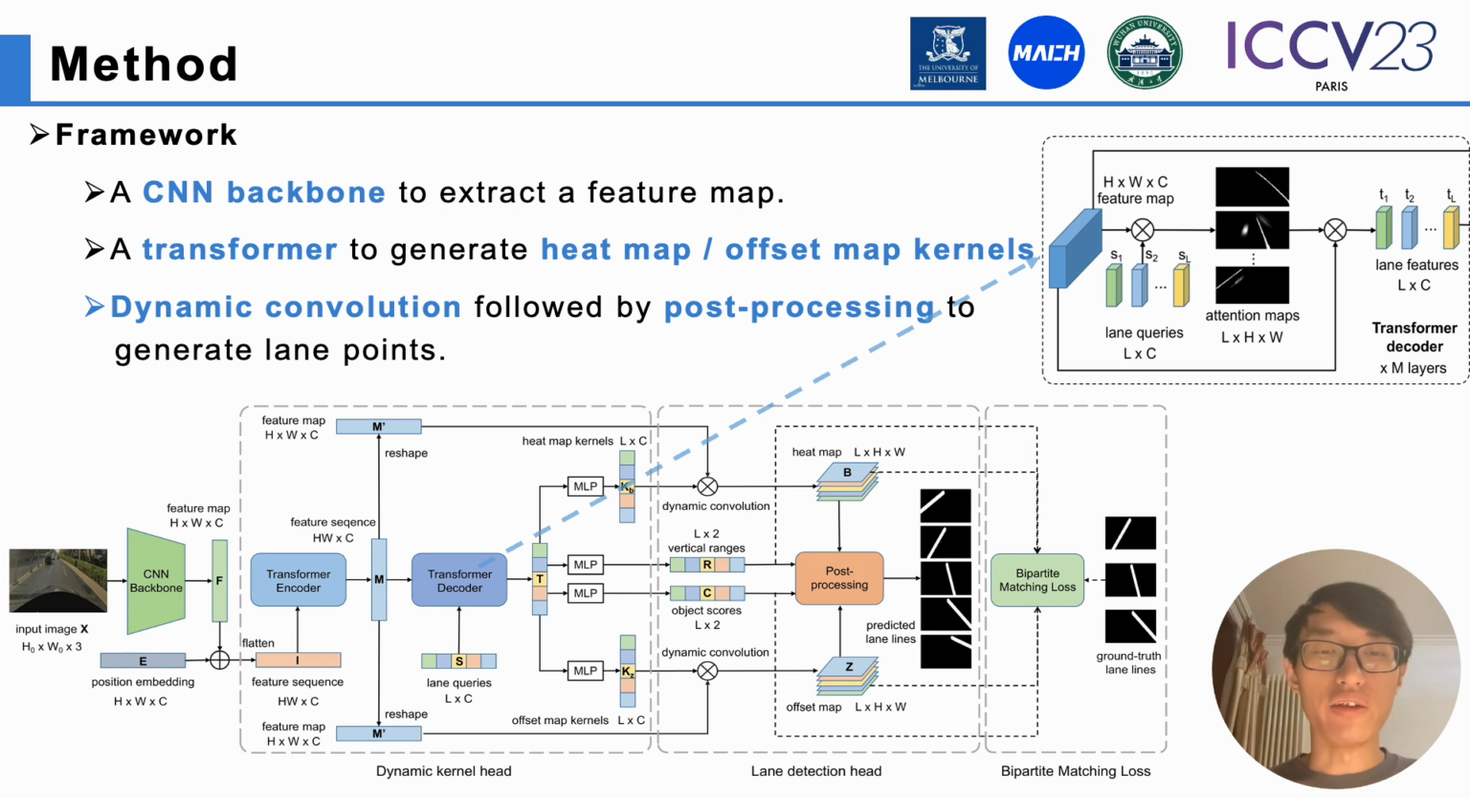Then, we aggregate the pixel features according to attention maps to obtain the lane features. Then, we project each lane feature into convolution kernels with MLPs. Finally, the lane points are obtained after a dynamic convolution followed by post-processing.